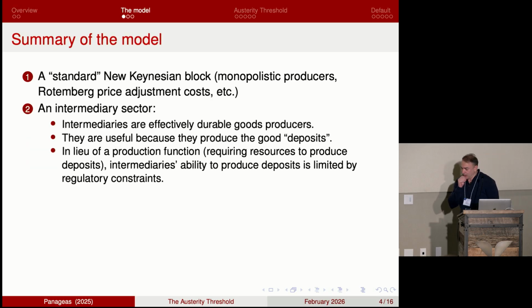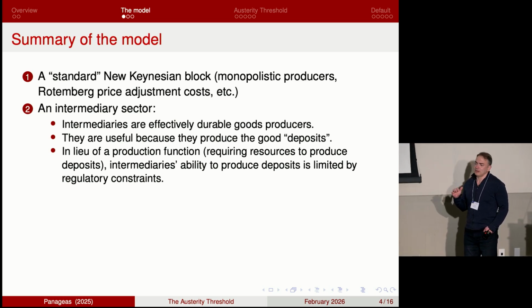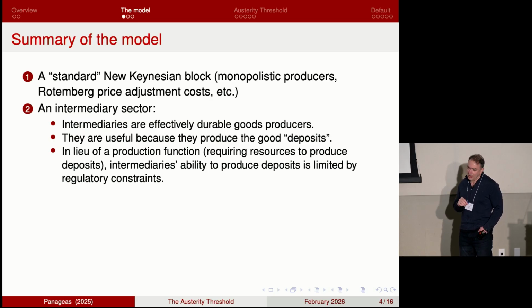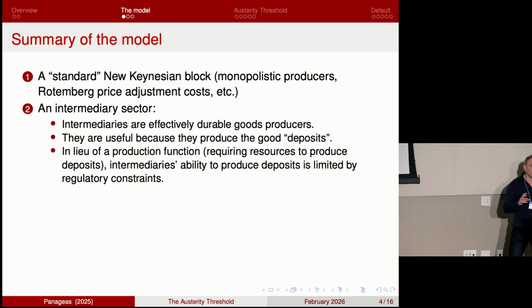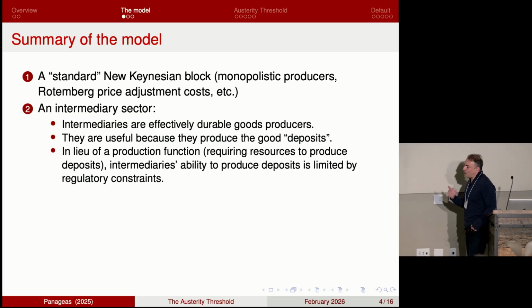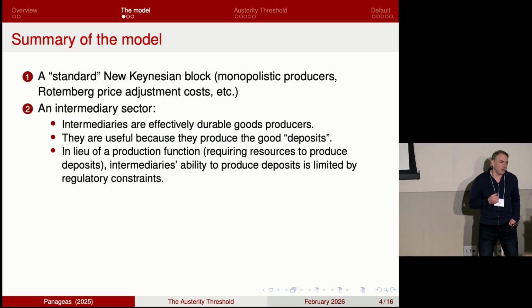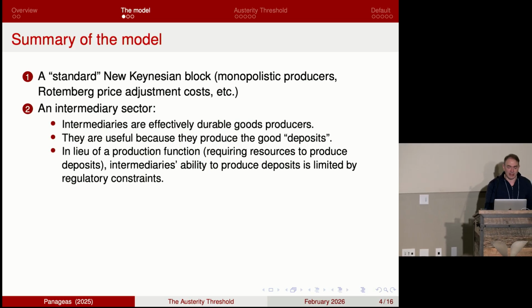Okay, so here's what I'm going to do. I'm going to spend very little time summarizing the model because it's a huge model, okay? So I'm not going to do it justice. I'll give you the components, and fundamentally I'm going to focus on what I think is genuinely new here, right? So there is what I would call by now a kind of standard New Keynesian block, monopolistic producer, price adjustment cost, and all that.